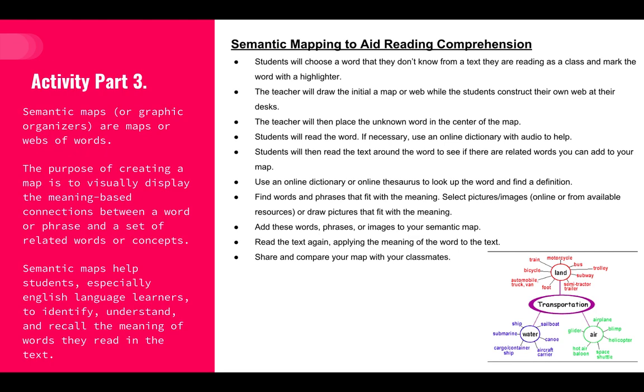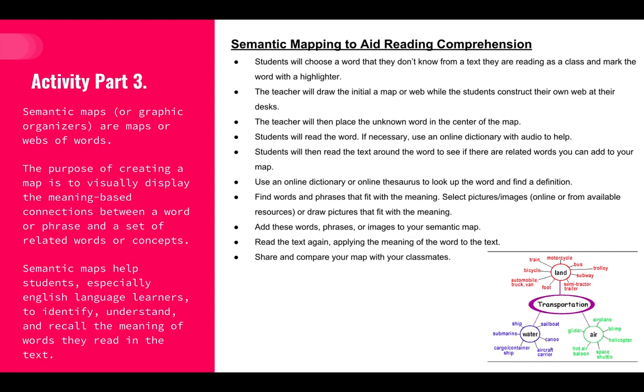They then will find words and phrases that fit with the meaning and add them to the web off the extension of the center circle. They can also add pictures, phrases, or anything else that might help them in connecting meaning to the word in the center of the web. Once there has been meaningful connections made, the students will then read the text again and apply the meaning of the new word. The students can then share and compare their map with their classmates.